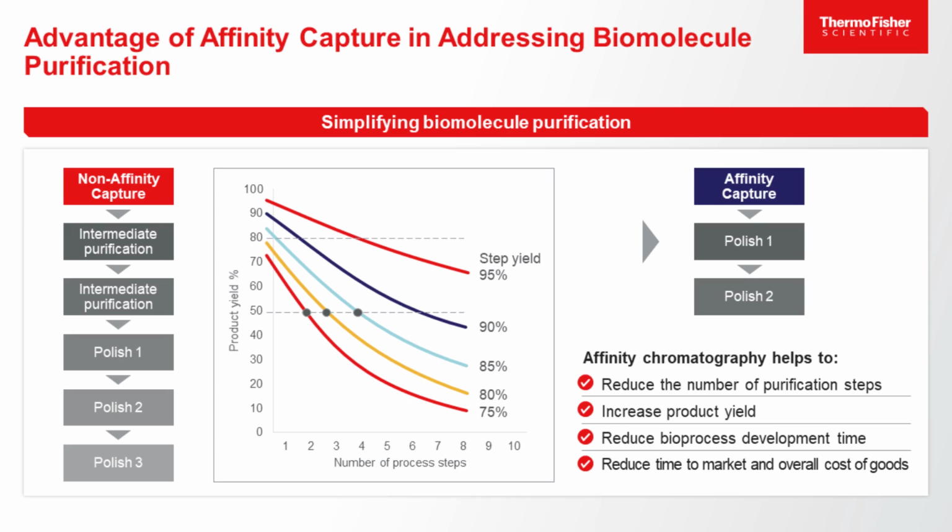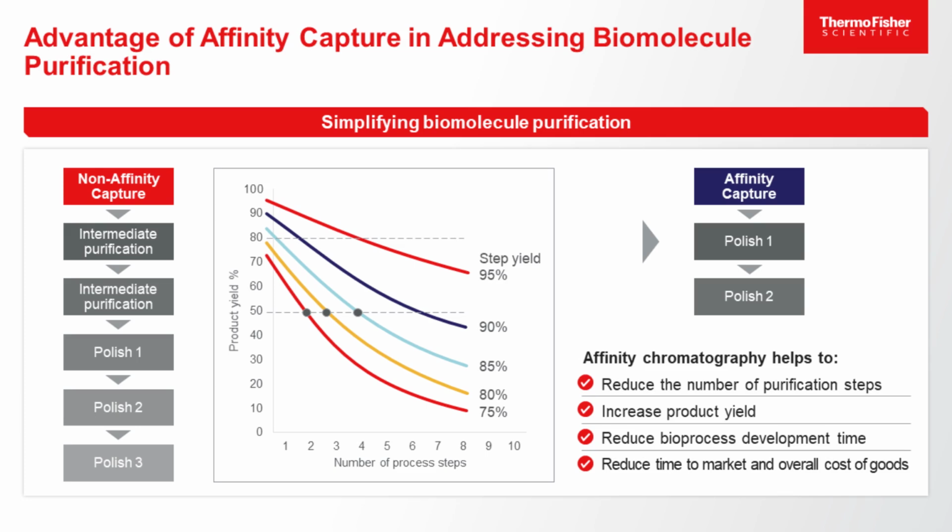The technology we've developed can shift that. It can shift processing from the left in this graph to the right, by having simple affinity capture, usually followed by 1 or 2 polish steps, which will provide you with a high yield and a reduction in the number of purification steps. It will also reduce bioprocess development time, because the more steps you need to implement in your process, the more time it takes to develop and to validate. So in the end, incorporating an affinity capture step in your process will reduce the time to market and your overall cost of goods.